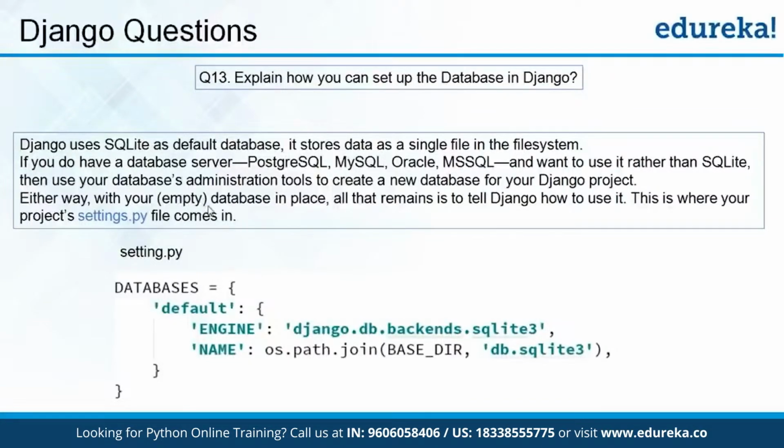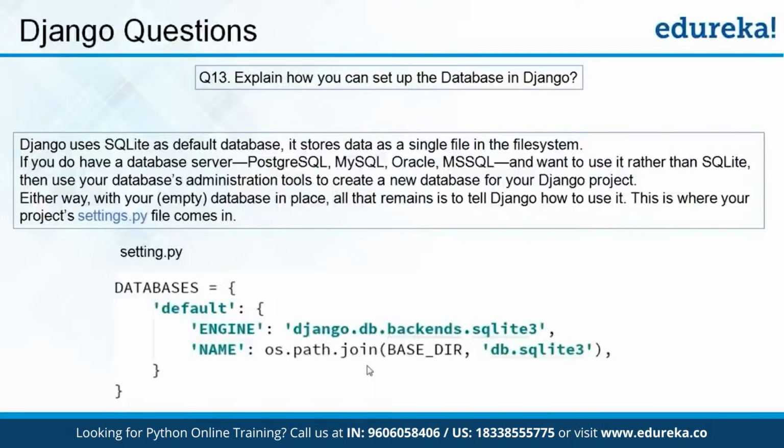So basically, either way, with your database in place, it tells Django how to use it. Okay, this is where your settings.py file comes in. In your settings.py file is where you do all the configuration regarding that particular database, or your web server information. All these things go into your settings.py file. So you've got your databases. So databases will tell you the default, or your standby or your slave or whatever it might be.